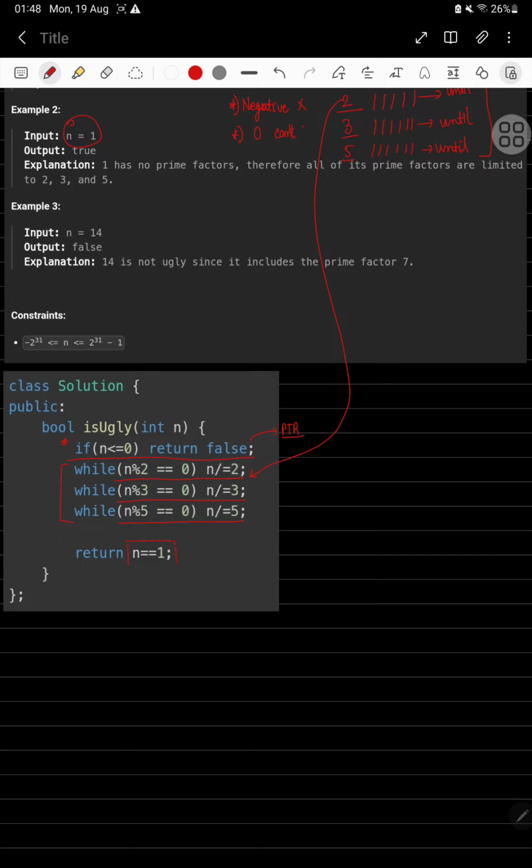Now we just need to return true or false. So if that number is 1, we return true, or else we return false, meaning it is not an ugly number.